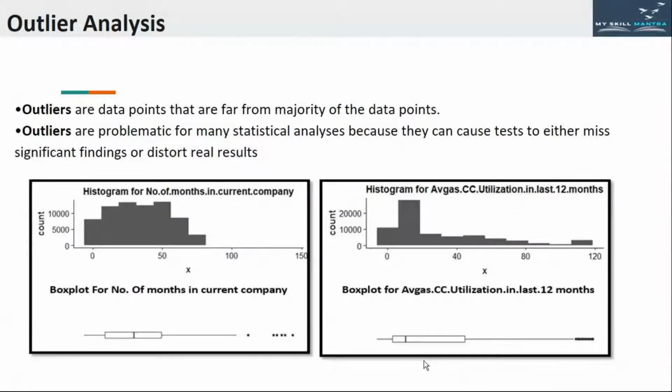Now, another essential part of data cleaning is the outlier treatment. Outliers are simple data points which are very far from the original data points, or in other words, you can say that they are very unusual values within the data set.